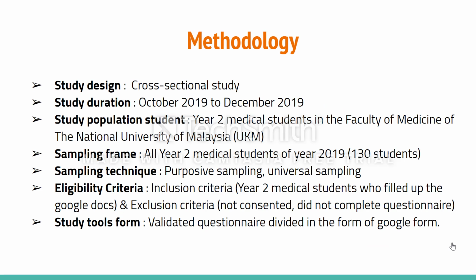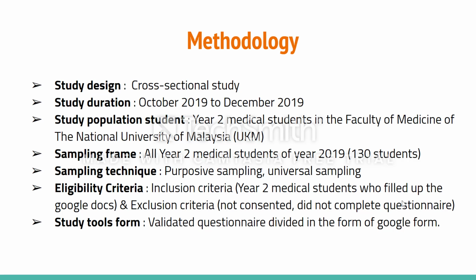The study design used is a cross-sectional study, conducted from October 2019 to December 2019, which involved second-year medical students of the Faculty of Medicine in UKM. The sample frame is all second-year medical students, which is 130 students. The technique used is purposive and universal sampling. For eligibility criteria, there are two, which are inclusion and exclusion. For inclusion, it is year 2 medical students who fill up the Google form, and for exclusion, it is those who did not consent, which means did not complete the questionnaire.